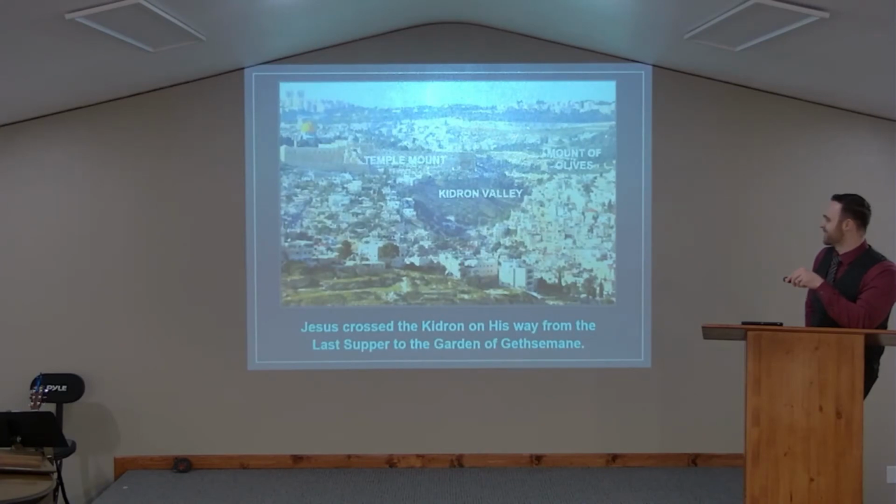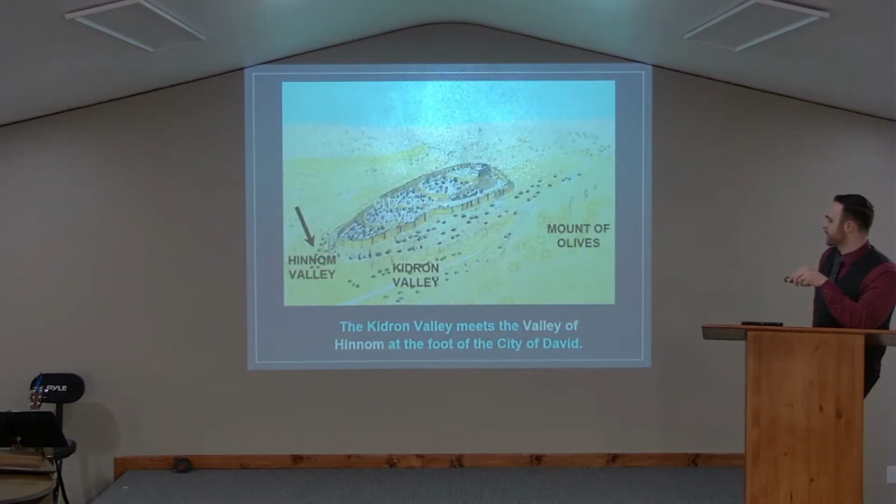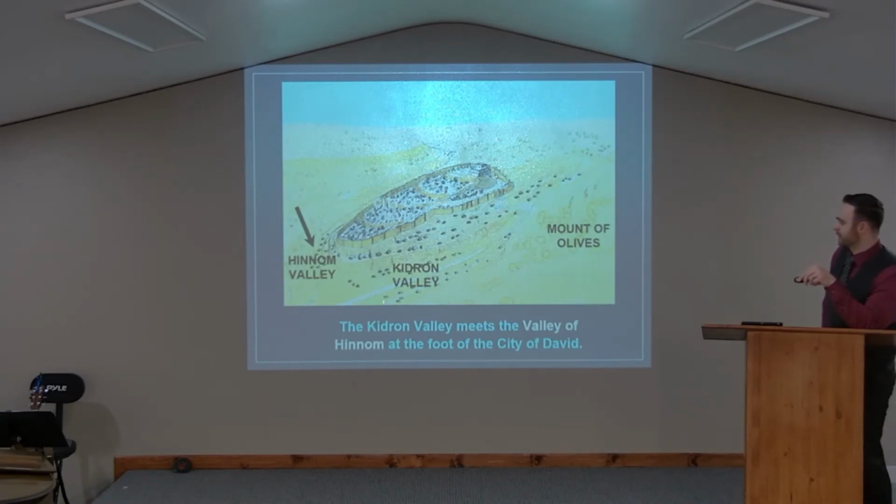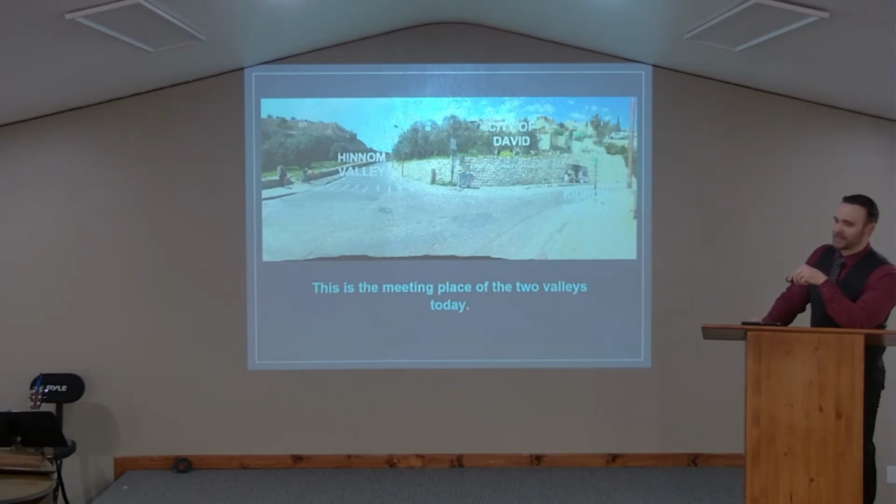Jesus also crossed the valley when he was going from the Last Supper to the Garden of Gethsemane. And the Kidron Valley meets up with the other valley, the Hinnom Valley, down here at the bottom of the city. Here's what it looks like today, just a paved intersection where these two valleys come together. I don't know about you guys, but I have almost no concept of the size of this place. Being from Alaska, with all of our land mass and having to travel several hours to get anywhere, we're not talking about a big city or a big area at all.